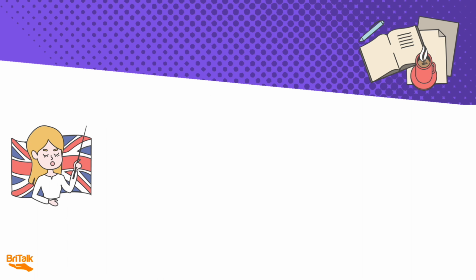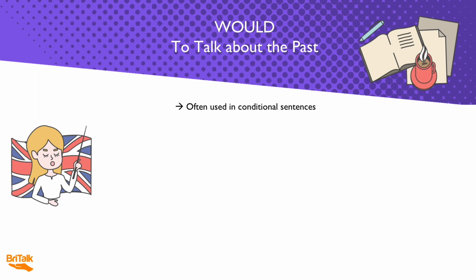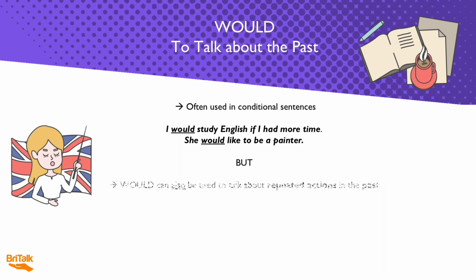Our second modal verb of this lesson is the modal verb would to talk about the past. So as you know, would is usually used, and often used, in conditional sentences. So I would study English if I had more time. She would like to be a painter. But would can also be used to talk about repeated actions in the past.